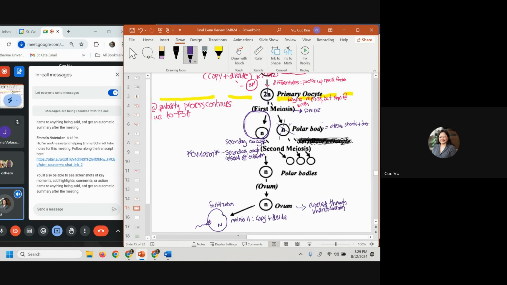So here, just briefly, that one N is going to copy itself. So temporarily, it's going to become 2N. Then it's going to divide, and it's going to kick out that extra N. And what stays in here is just that one N again. And the other N that gets kicked out is another polar body that essentially undergoes atresia and shrinks.